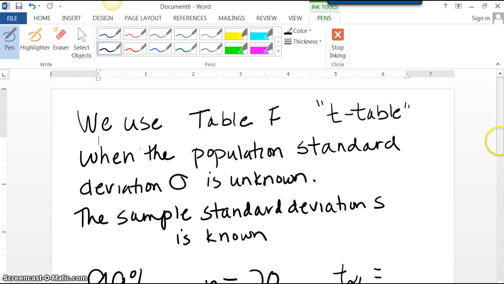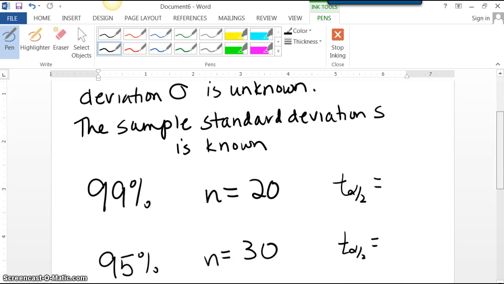Let's say, for instance, that we want to create a confidence interval and the confidence level is 99%. And our sample size is 20, and we're trying to figure out the t value that's going to go in the formula because we have a sample standard deviation and not a population one.